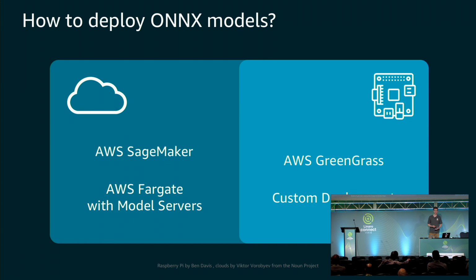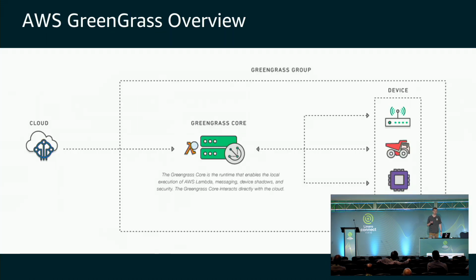And then obviously you could be doing your own custom deployments here, building all the infrastructure yourself. So an overview of what GreenGrass is. The core component of GreenGrass that you'll see is something called a GreenGrass group. So this is a collection of devices, one of which is designated as the GreenGrass core.